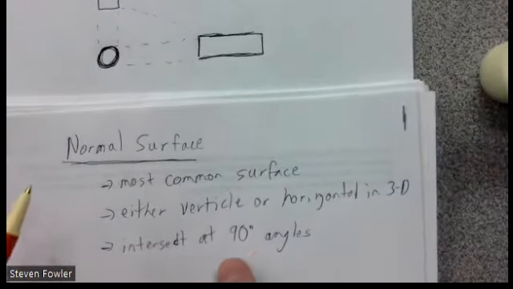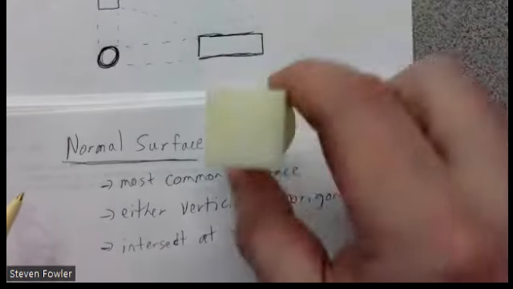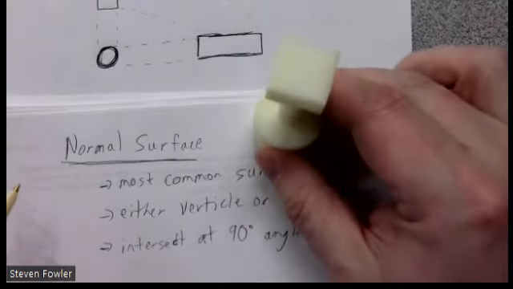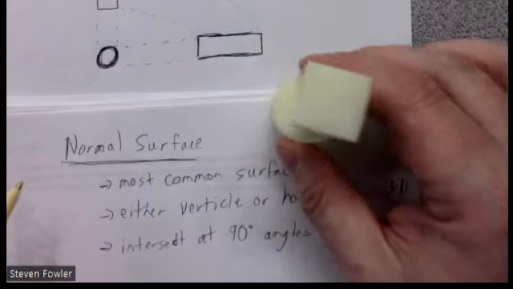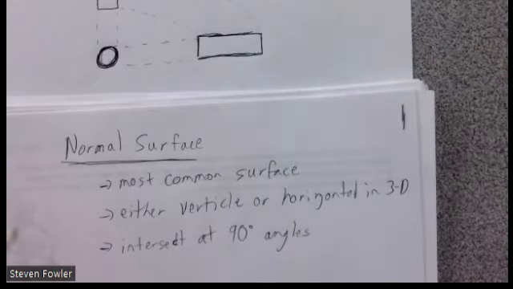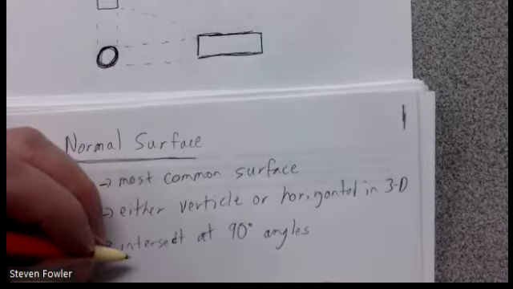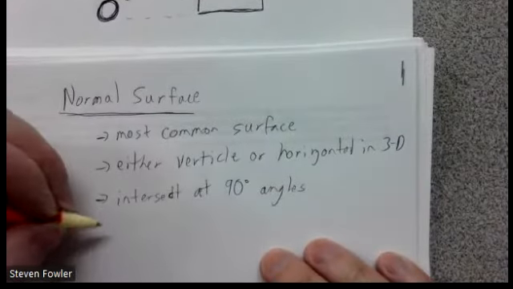Normal surfaces, they all intersect at 90 degrees. They're either horizontal or vertical. And that can come in a variety of flavors, but they can all intersect. They all intersect at 90 degrees. So here's what happens when I draw a normal surface.